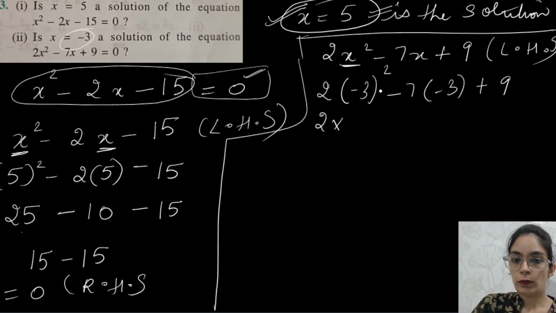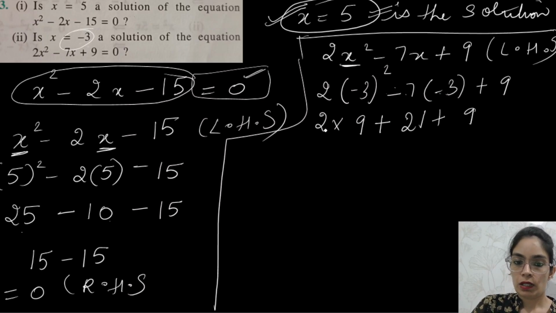So 2 into the square of minus 3 is 9, positive. The square of a negative number is always positive. So 3 into 3 is 9, so positive 9 we will get. Minus 3 into minus 7 is plus 21. See, minus minus will become plus.